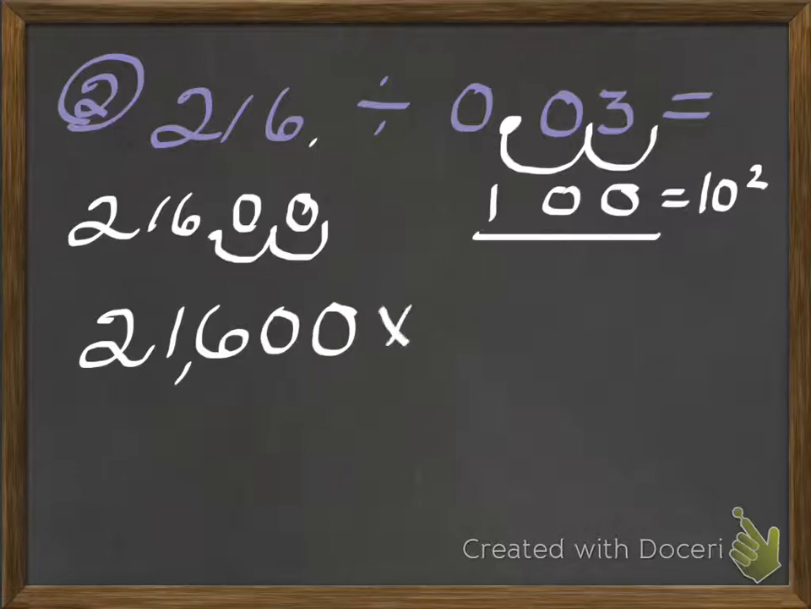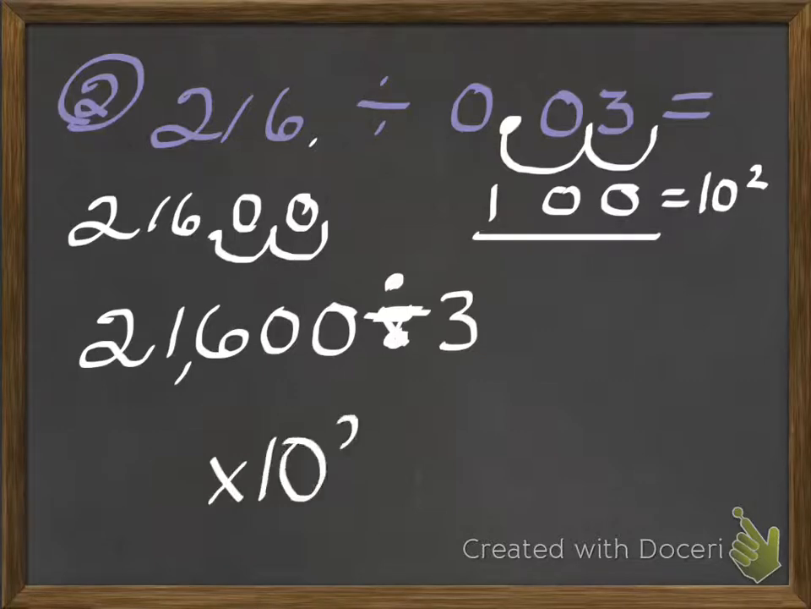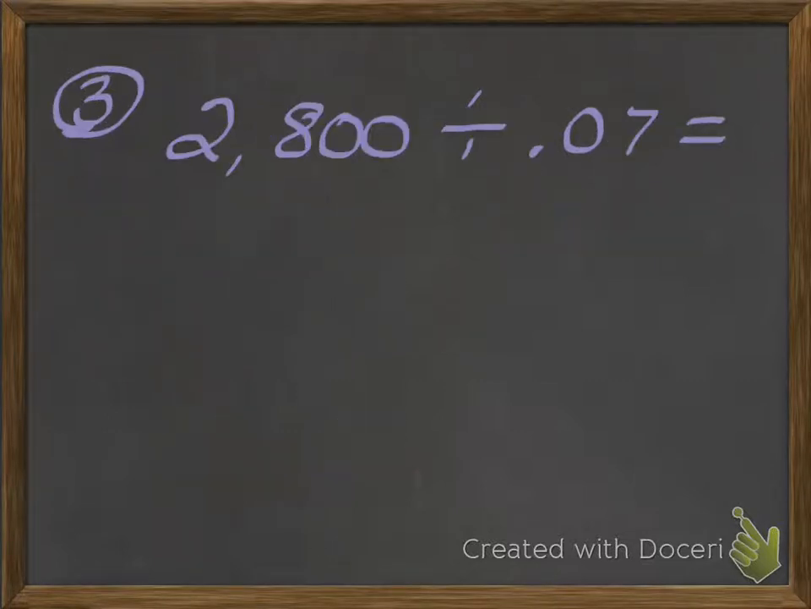So now my new number is 21,600 divided by 3. We're doing division. Divide by 3, okay? And I multiplied it times 10 to the second power in order to get those numbers, okay? Let's try number 3. 2,800 divided by 0.07. You try it this time. What are your new numbers going to be, and what power of 10 are you going to multiply it times?